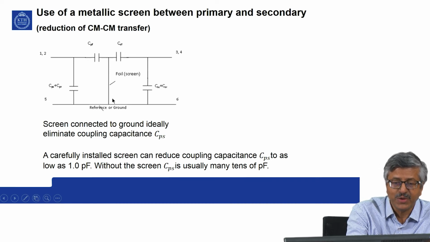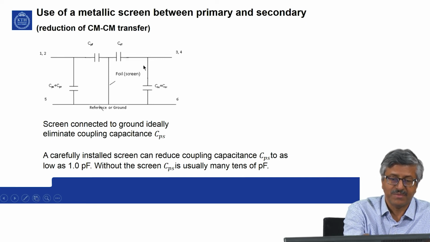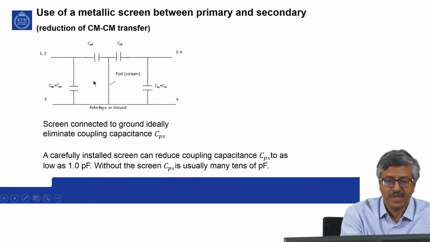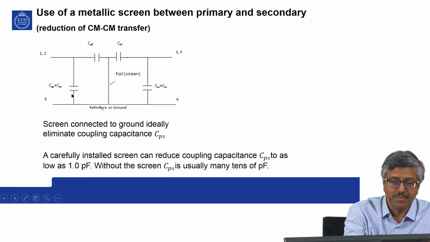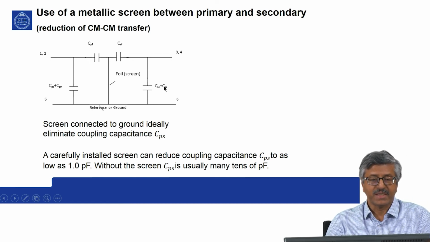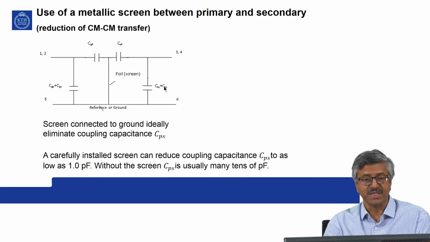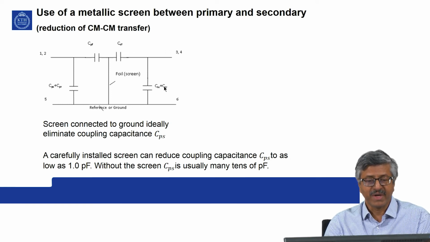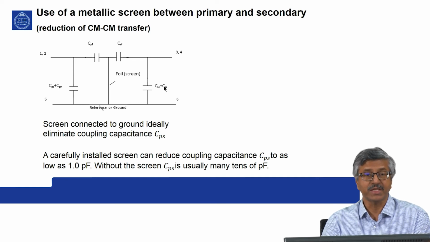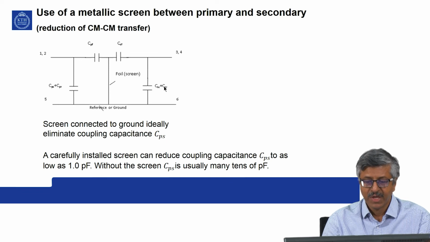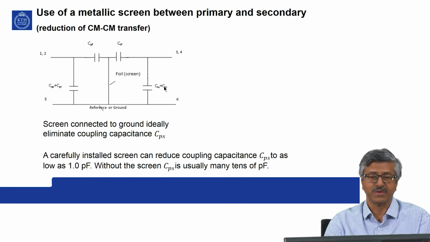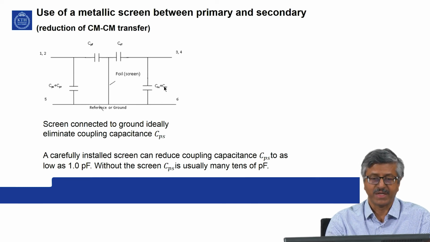So, you can see that there is no direct transfer between primary and secondary, the transfer is to the ground, and these two become parallel. So, it is just added to this. Screen connected to ground ideally eliminates the coupling capacitance CPS. If you have a carefully installed screen, it can reduce coupling capacitance to as low as 1 picofarad. Without this screen, CPS is usually many tens of picofarads. So, screens can be quite effective in eliminating common mode to common mode transfer.